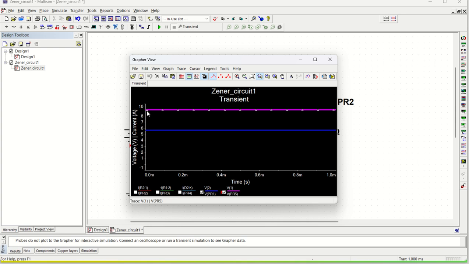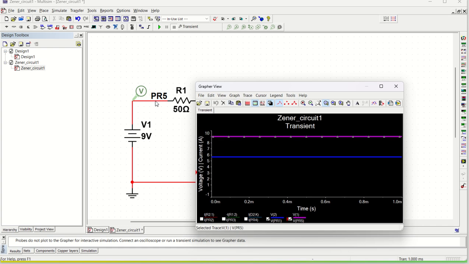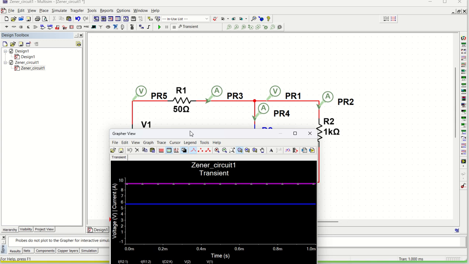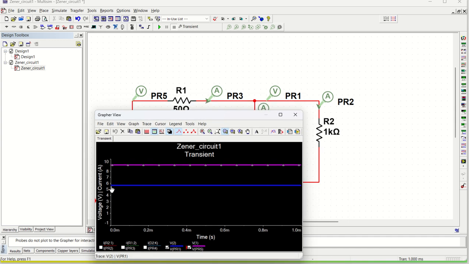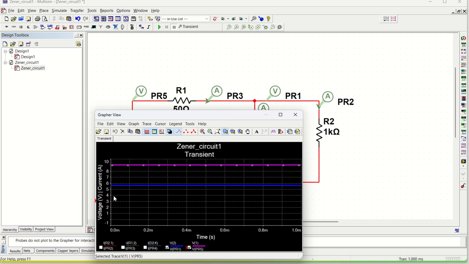So you can see my probe 5 is nothing but the input. You can see probe 5, right? And then probe 1 is nothing but your output voltage. So that is going to be clamped to 5.6 volt. Understood? So this is the way you can see that. If you want, you can enable the grid so that it is much easier to view.